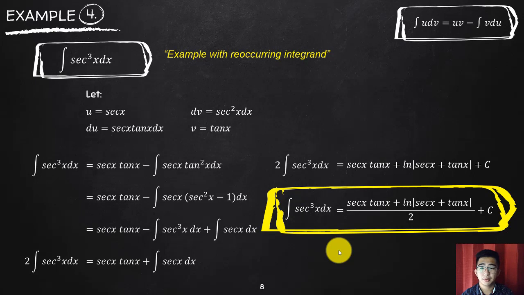Example number 4. This one is an interesting one because this is an example with a recurring integrand. What do you mean by recurring integrand? Okay, so you might be wondering, sir, this is another single function, just a trigonometric function, right? Secant cubed x dx.